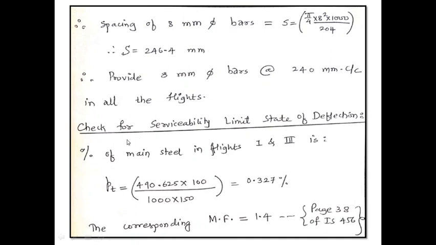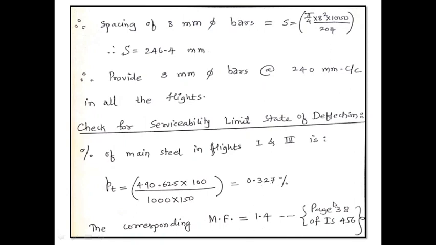Now let us check for the serviceability limit state of deflection. We know that the percentage of main steel in flights 1 and 3 is the steel provided, 490.625, into 100, so it is AST into 100 upon b d. So it is b is 1000 into effective depth 150. So the provided PT percentage is 0.327%.